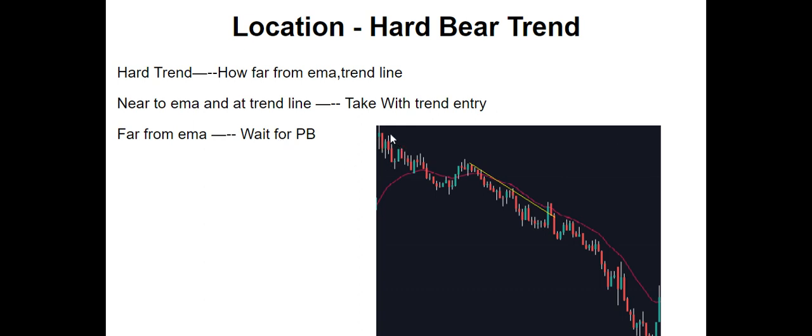Okay, so now we see this is a bear trend, a clear bear trend. And here you see this is a good signal bar. You have another good signal bar here, a very good signal bar. Then you have a very good signal bar here, and you are getting another good signal bar. Look at any of these points: these are near the EMA and touching the trend lines. Near the EMA, very near the trend line.